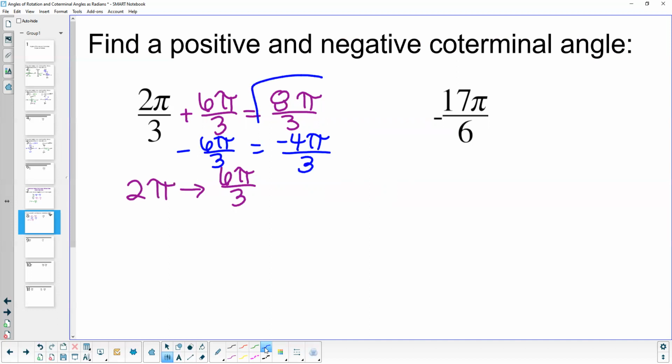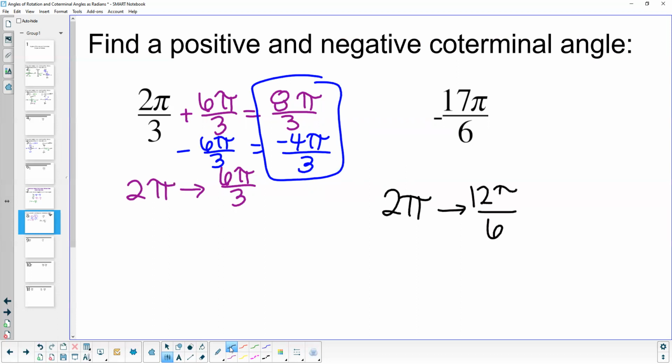So those would be our positive and negative coterminal angles there. Now with a question like this one, our negative 17 pi over 6, 2 pi, if it's going to be out of 6, is going to be 6 times 2, which is 12 pi. So we want to add 12 pi over 6. And when we do negative 17 pi plus 12 pi over 6, we end up getting negative 5 pi over 6.